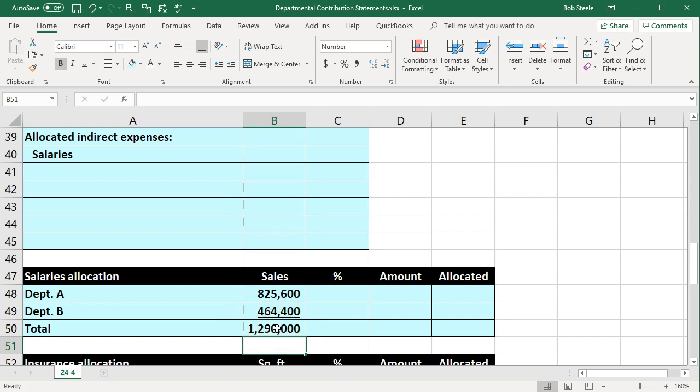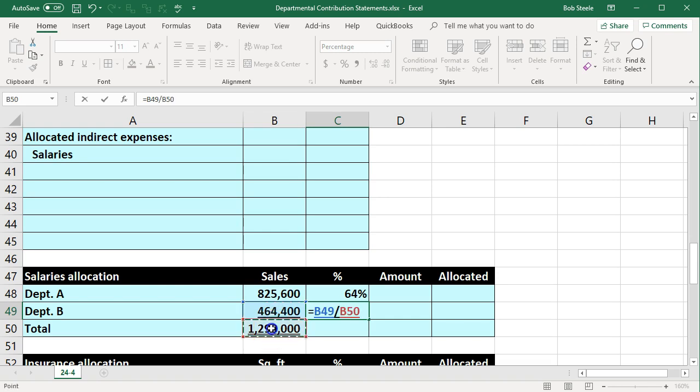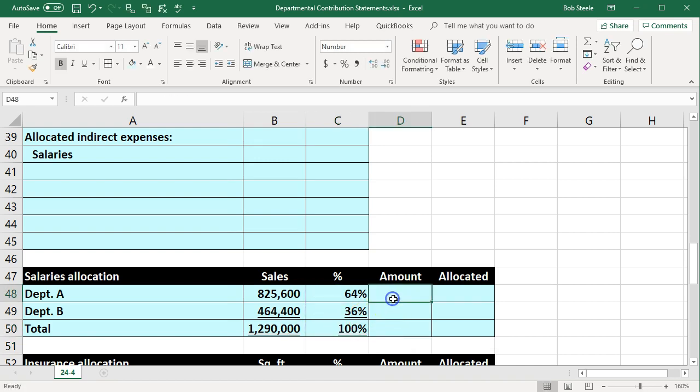Now we're going to use our percentage method, and we're going to see this repeatedly, so you want to be able to use this. This percentage is what we're going to use to allocate out the amount that we're allocating, which is salaries in this case, to the departments. So the percent is going to be equal to the department amount divided by the total amount of sales. So this will be equal to, for B, the department amount divided by the total amount. And notice we've of course formatted these as percentages. If we sum those up, we get the total of 100%. And that percentage is what we can use to break out the salaries allocation.